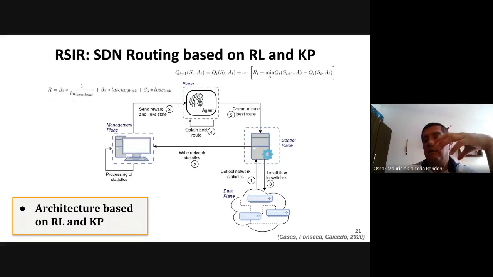Then we have 6 steps in order to obtain the statistics, process the statistics in order to get the link state information related to bandwidth, latency, and loss, and after that we apply the Q-learning algorithm in order to get the best routes, and finally these best routes are used by the control plane, and the control plane installs these routes in the data forwarding plane. Okay, that's the main idea.